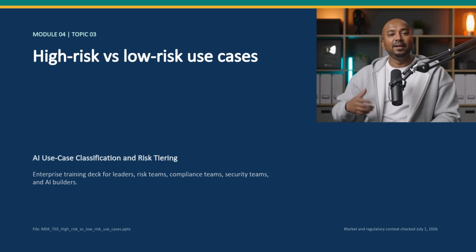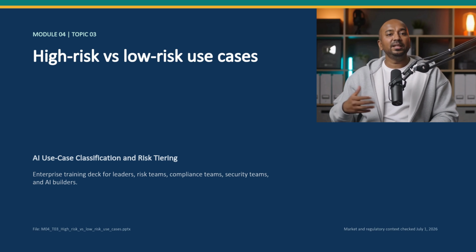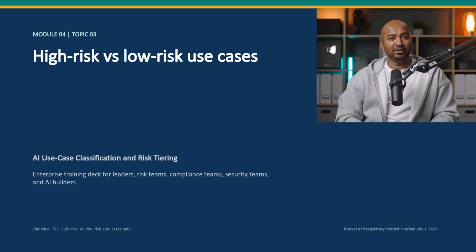Welcome everyone. In this deck, I am focusing on high risk versus low risk use cases as part of AI use case classification and risk tiering. This builds on the previous discussion of risk scoring by business impact, data sensitivity, and user exposure. So I want the class to keep that thread in mind.